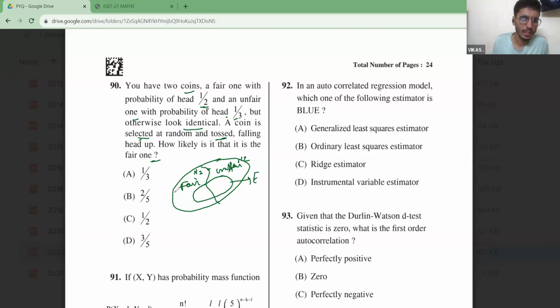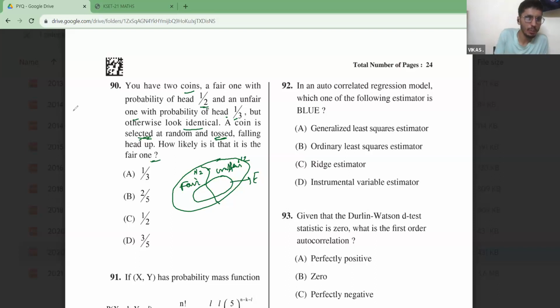Okay, did you get my point? There are two things we have to do. First, we have to select the coin, and then toss the coin. Selecting whether it is a fair or an unfair coin.